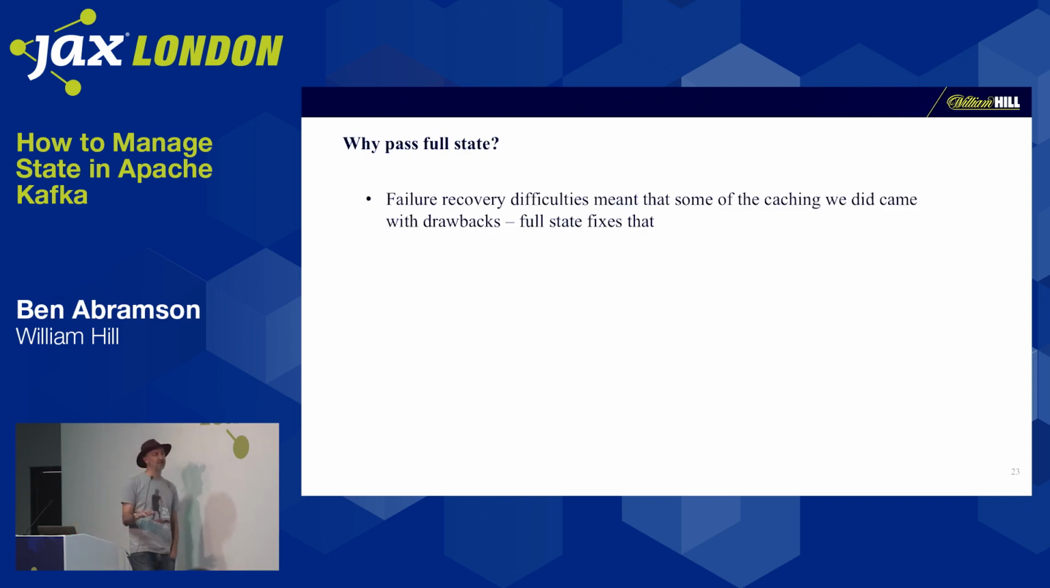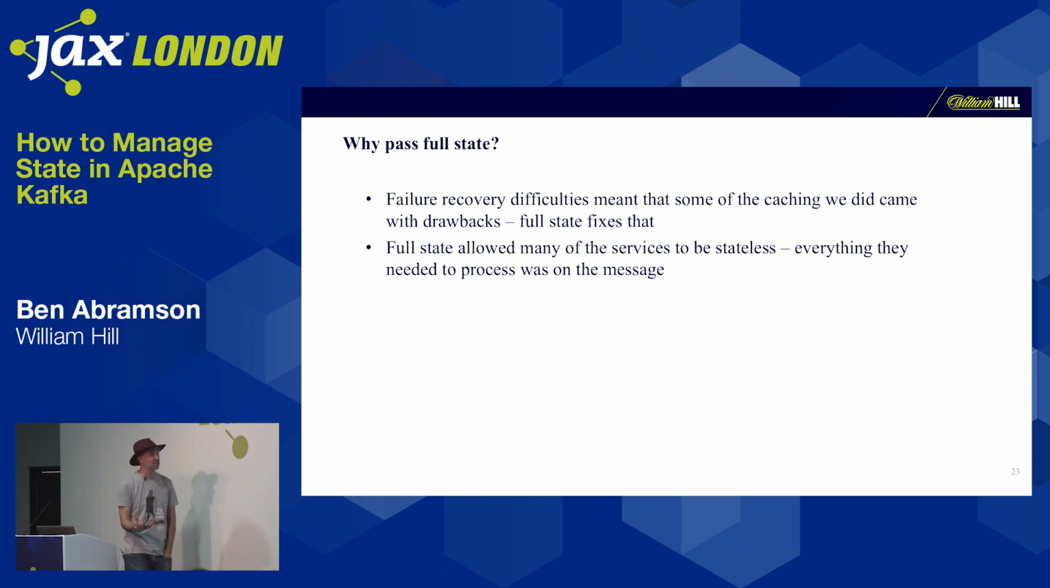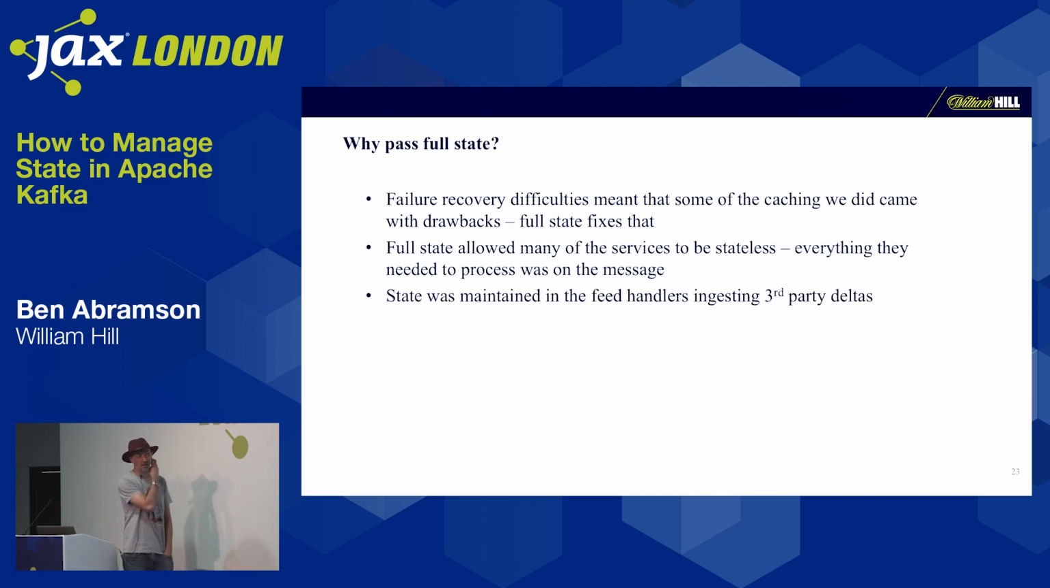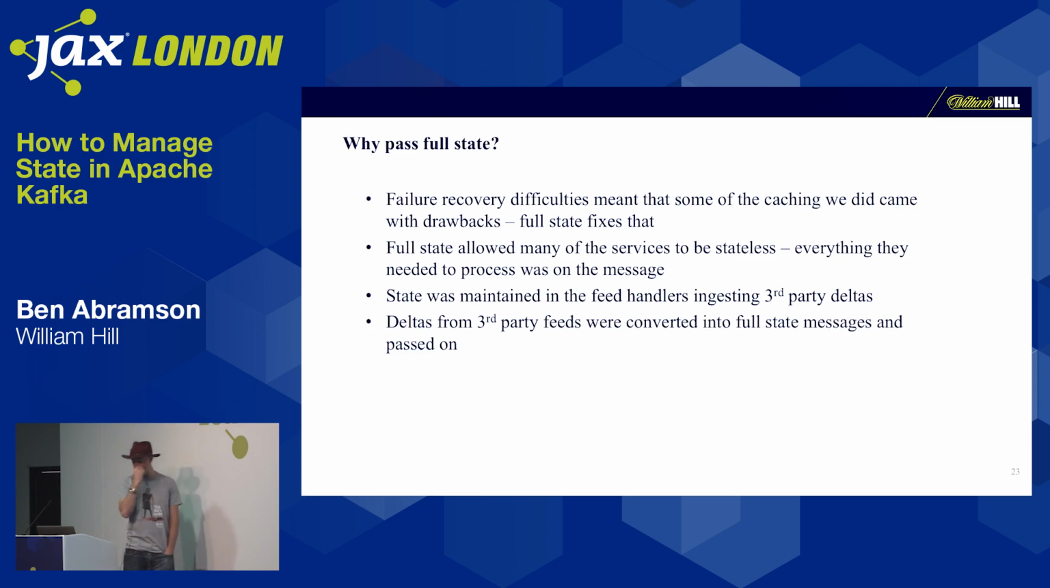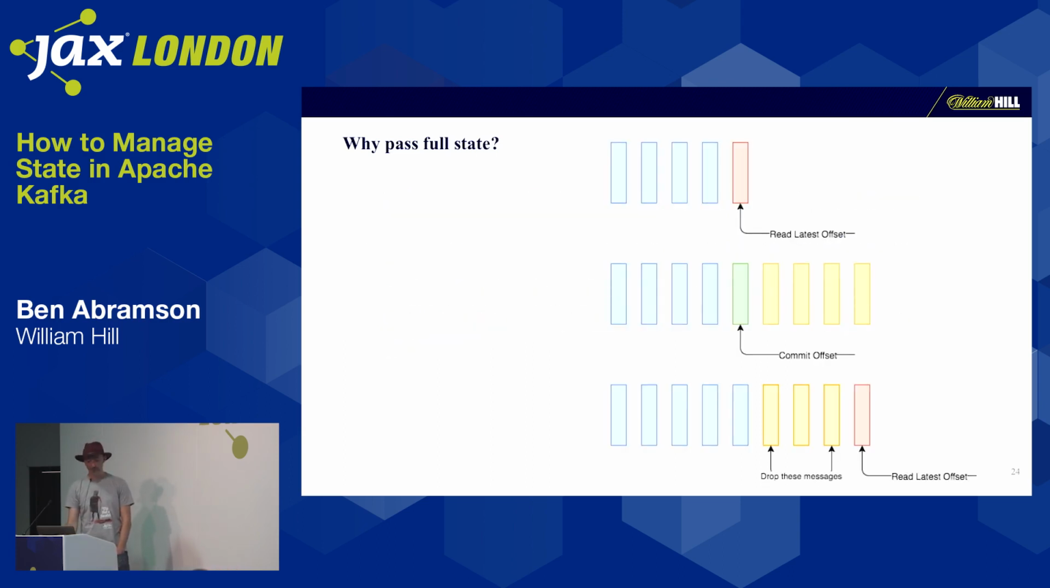actually, there are some benefits. You think about all that failure recovery. Full state fixes that. If you've got a full state message, you don't need to cache anything. You don't need to reread anything. Everything can be stateless, because all you need to process something is the next message. You don't need to read up to the offset. You don't need to cache anything. You don't need to look anything up. Dead easy. So for us, the state was maintained at the top of the stack in the feed handlers, and then the deltas were converted into full state messages and passed down the stack.